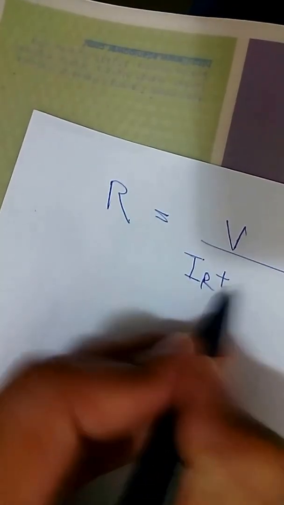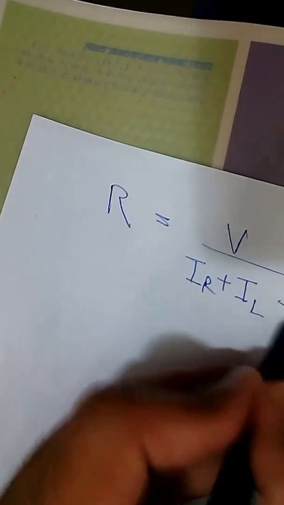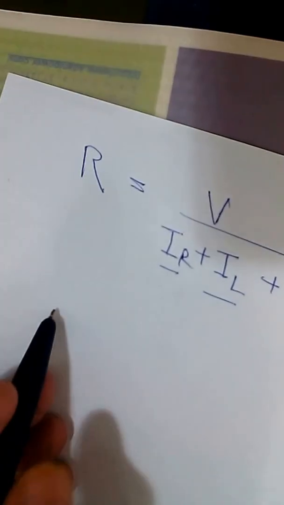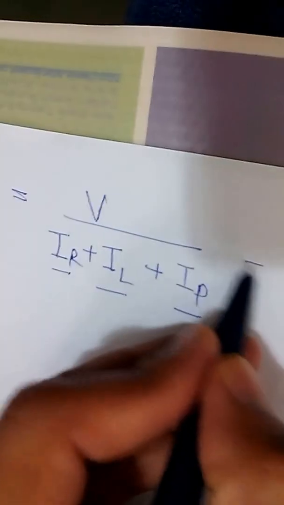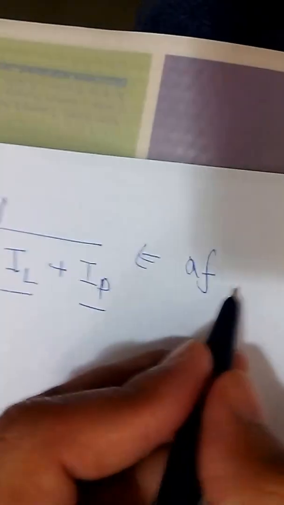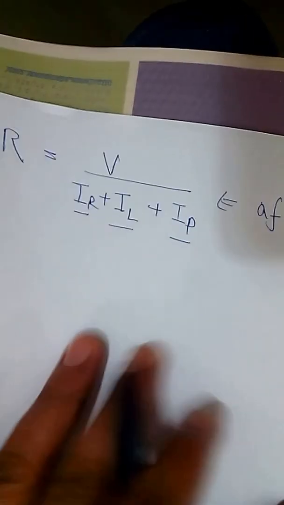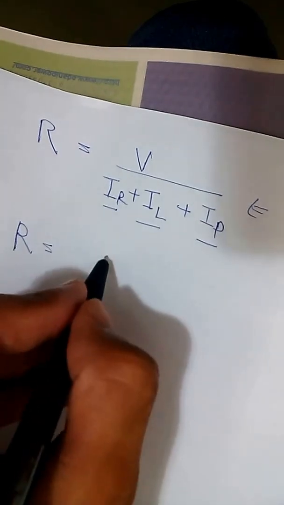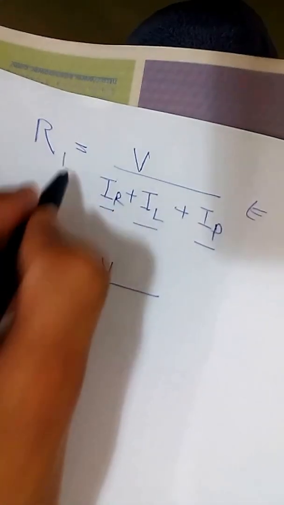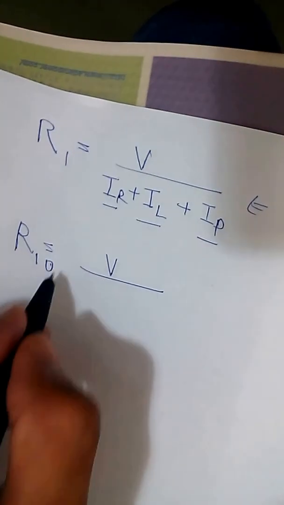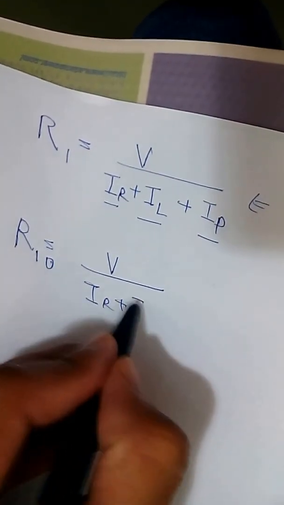Initially the resistance value will be R = V upon (IR + I leakage + IP). That is, IP is polarization current, IR is resistive current, and I leakage is leakage current. I am talking about after 60 seconds, when the capacitive component has gone. And if we take the Megger value after 10 minutes, that will be R10 = V upon (IR + I leakage).